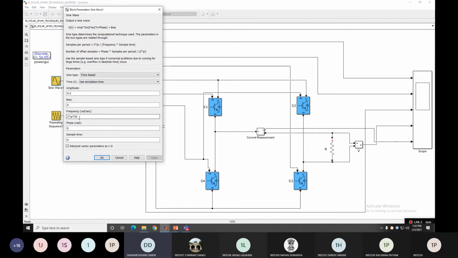If you want to generate a 60 hertz output at the load side, your reference signal must be 60 hertz. In that case, set the frequency in radians per second as 2 pi into 60. And keep in mind that the peak of this reference signal or sine wave must be less than the peak of the carrier signal. Clear? Here you set 9.5 as the peak of the reference signal, so the peak of the triangular wave must be more than this. Then only you can generate the pulses. Clear this point? What are the changes in the sine wave block?